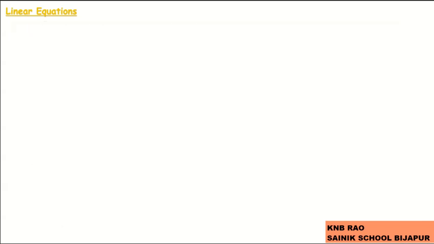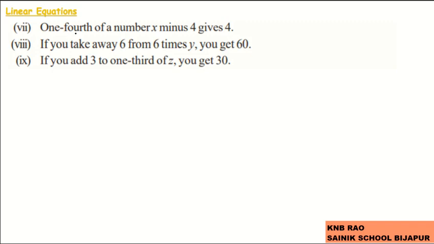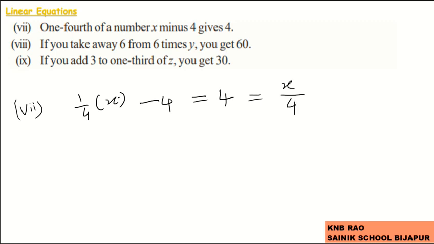Next, some more on the same setting up of an equation. 1/4 of a number x, that means 1/4 of x or 1/4 times x, minus 4 gives, means equals 4. So 1/4 into x gives x by 4, because x into 1 is x, minus 4 equals 4. This is what they actually gave us to write.